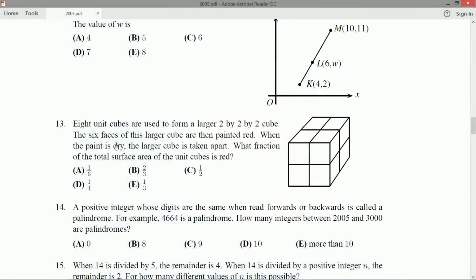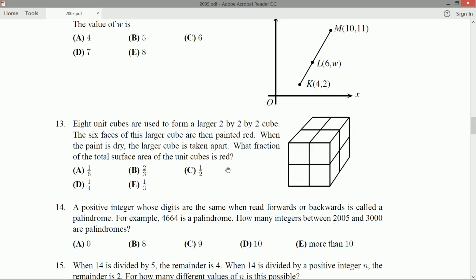Okay, so hopefully you gave it a good try. 8 unit cubes are used to form a larger 2x2x2 cube, just like the one we've got shown. The 6 faces of the larger cube are then painted red. When the paint is dry, the larger cube is taken apart. Always a good idea. Wait for your paint to dry. Your hands are going to be red, or whatever paint color you use. What fraction of the total surface area of the unit cubes is red?